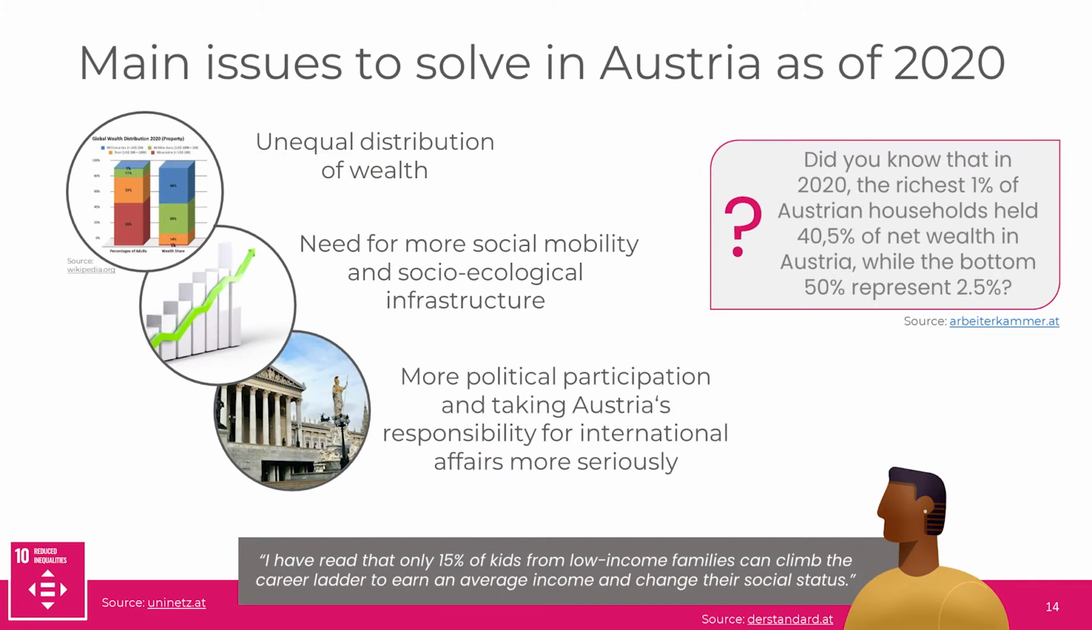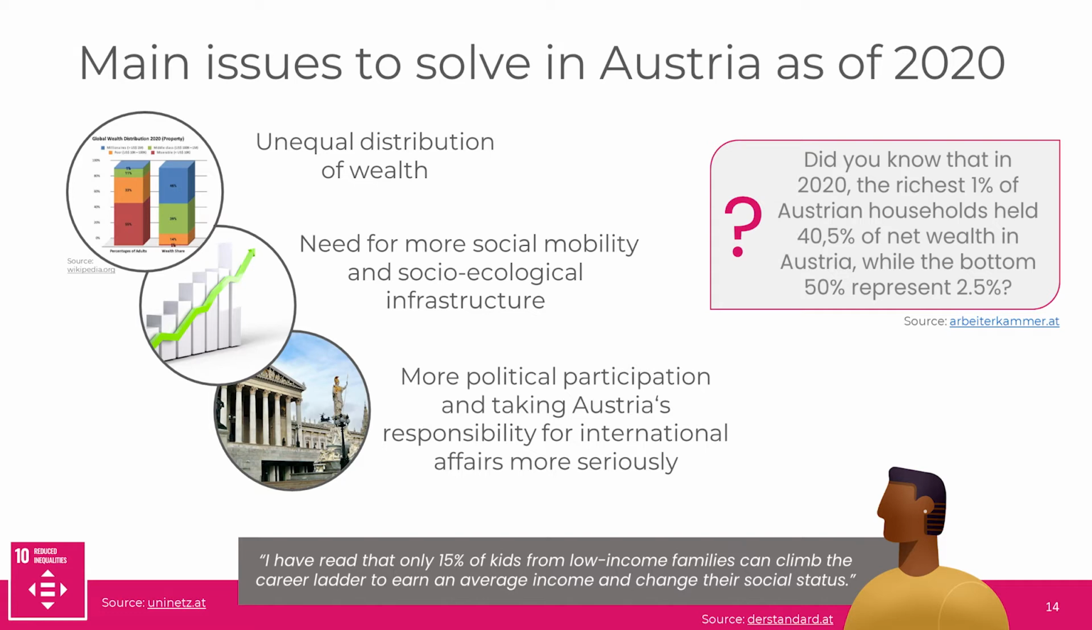What are the main issues in Austria to solve? We definitely have an unequal distribution of wealth. That is a global issue. And the latest crisis that we went through or are still in it, the COVID crisis, has increased that gap. You know, surprisingly, through these hard times, the rich got richer and the poor got poorer, and that's just not working for us.